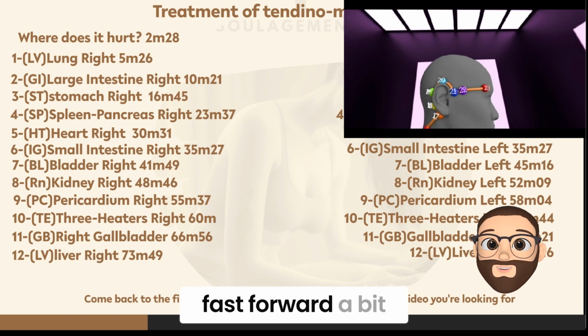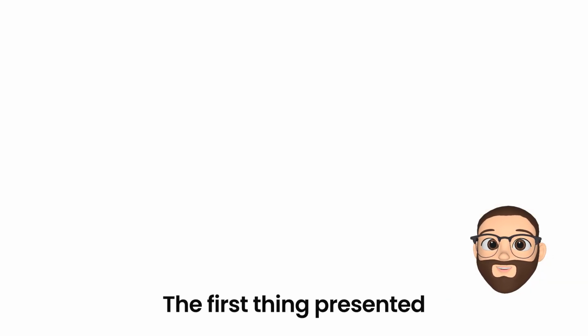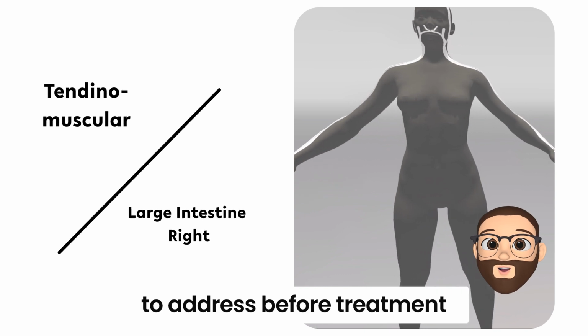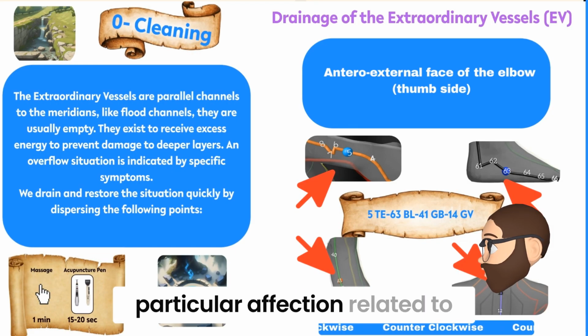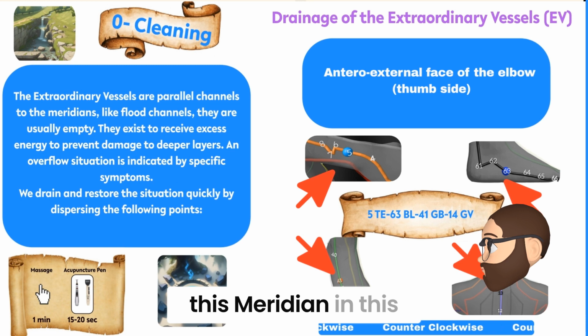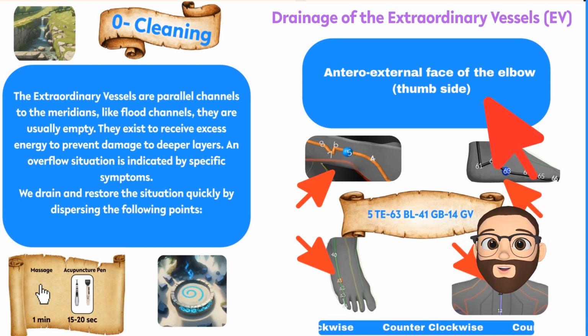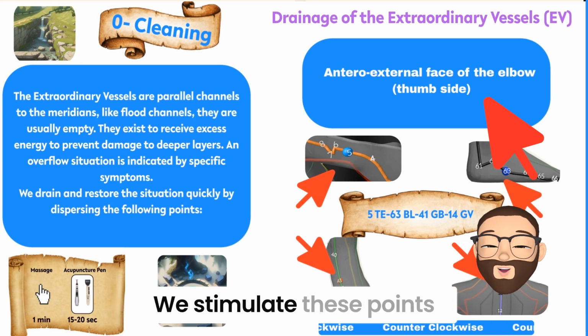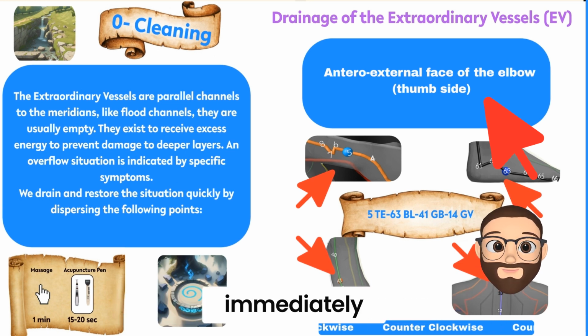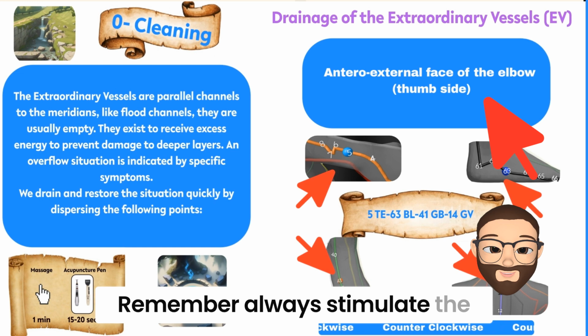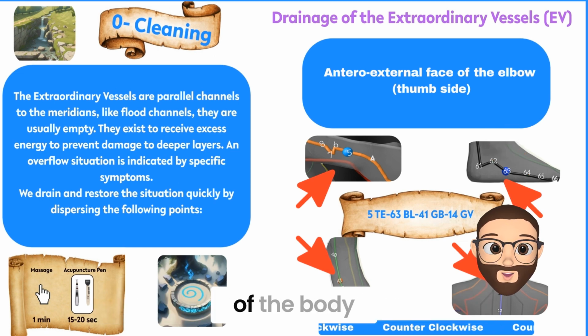I'll fast forward a bit. The first thing presented to us is points to address before treatment if we have a particular affection related to this meridian. In this case, it's talking about elbow pain. Depending on whether that's our case, we stimulate these points immediately. Remember, always stimulate the points on both sides of the body.